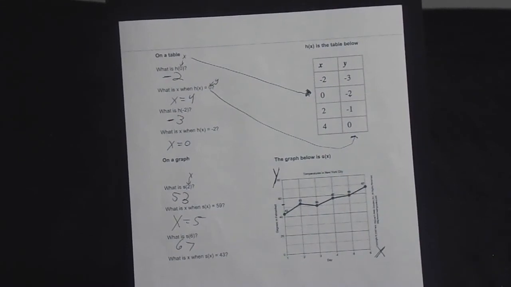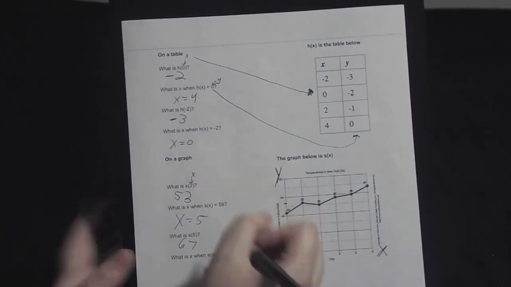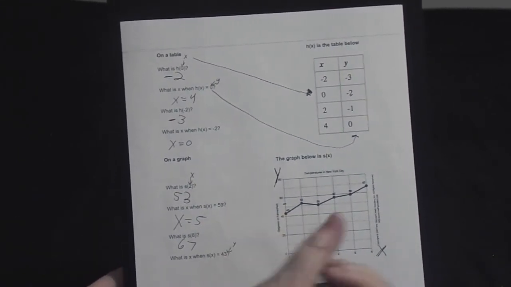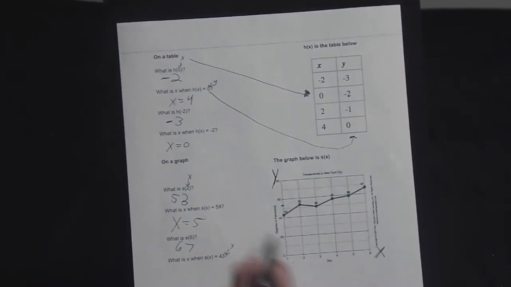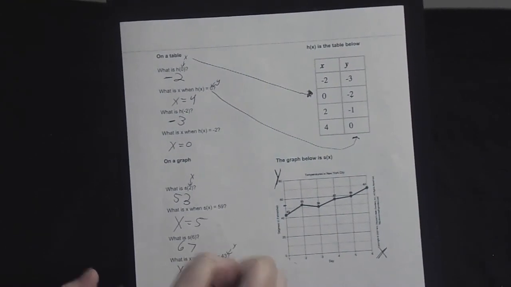However, when it says what is x when s of x equals 43, that 43 is the output, meaning the y. I find where it equals 43, oh, it's this first one, so on day 1. So it's when x is 1. And that's how you do it on a graph.